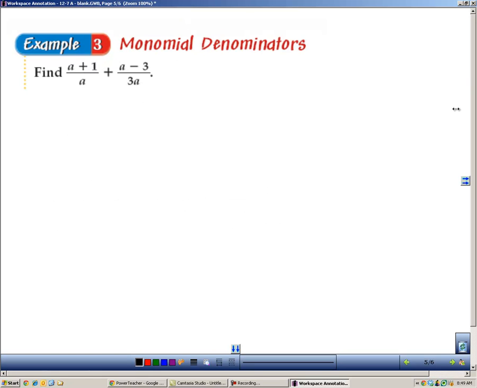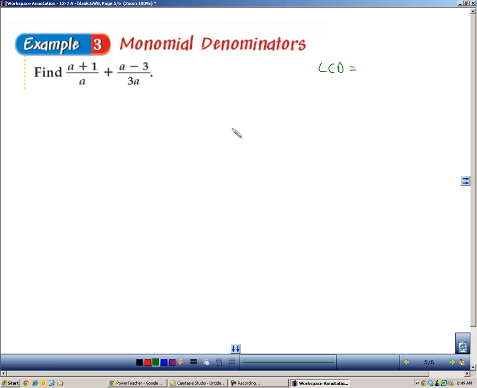Okay, so the whole purpose of learning how to do least common multiple is so we can use that idea to find the least common denominator of a fraction. So if you look at these two fractions, I need to find a denominator that's common between them. So I want to find the least common denominator of a and 3a. So I'm going to go over here and do that.